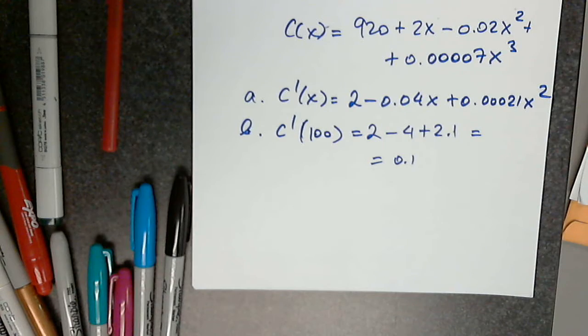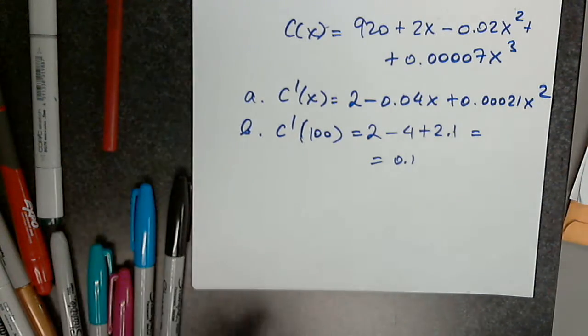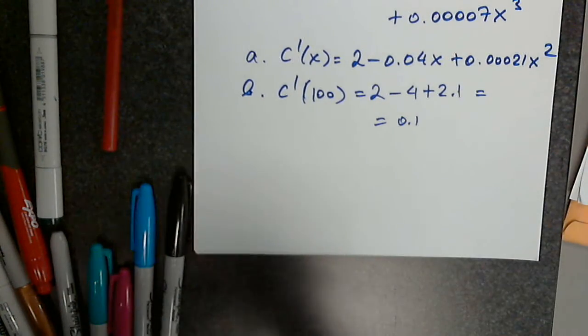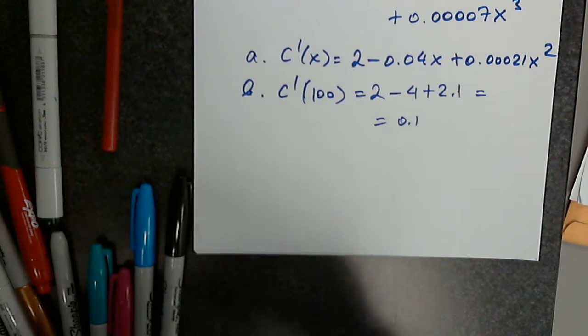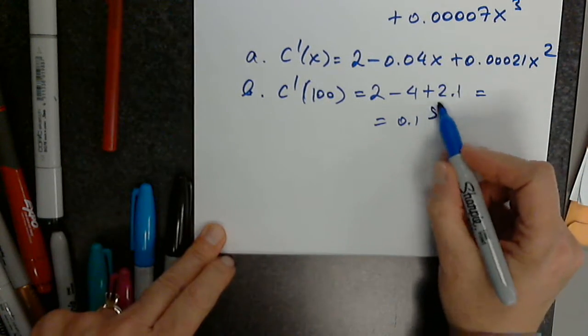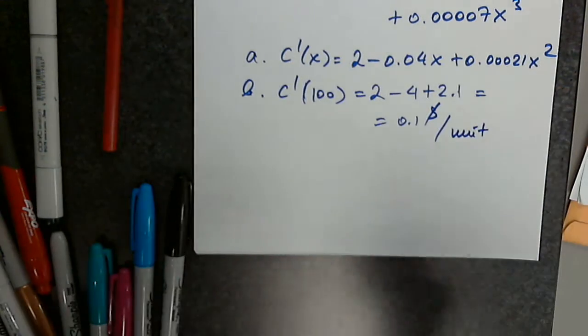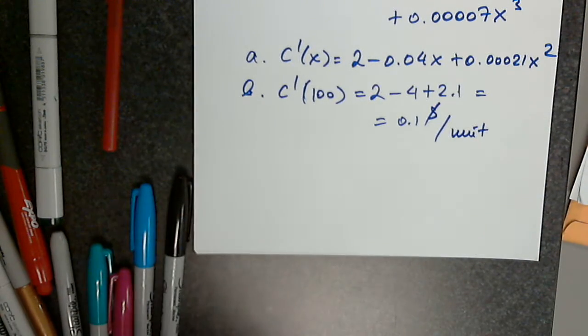Am I okay with 0.1? I need a measurement unit. It's dollars per commodity. Perfect. Excellent. Explain its meaning.